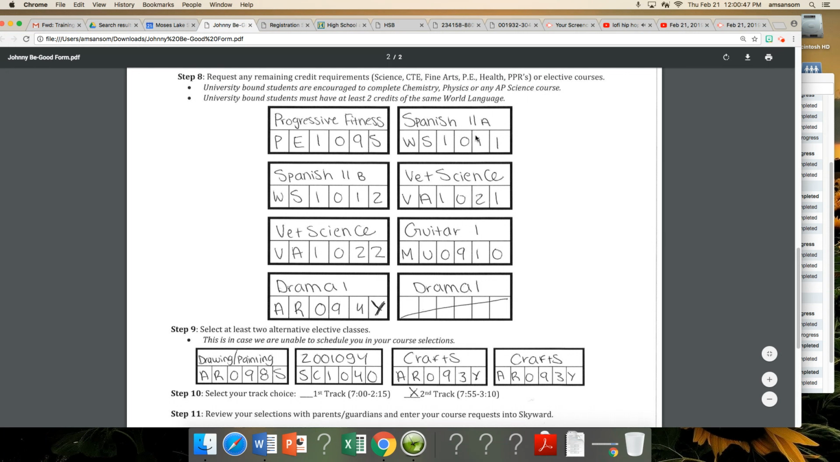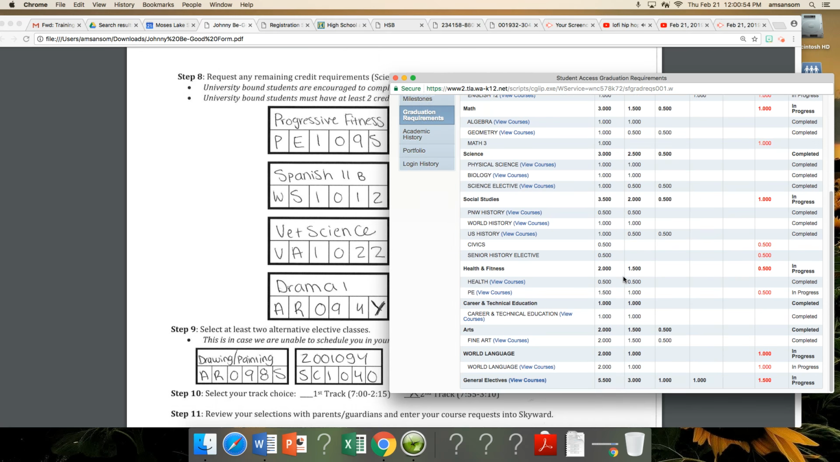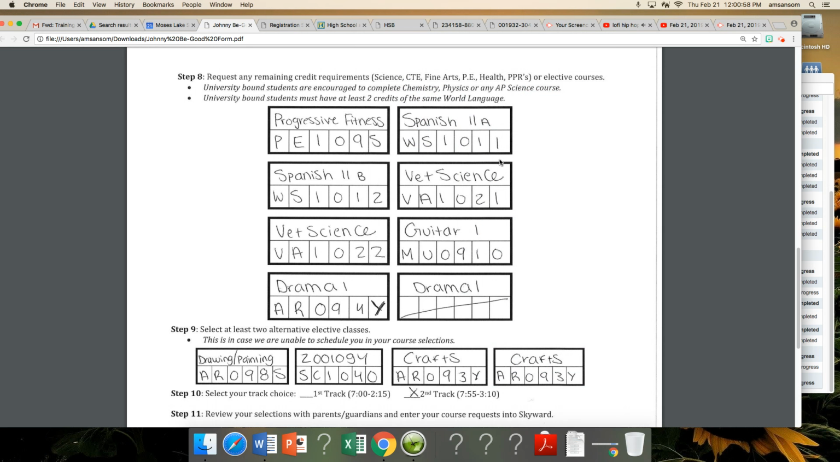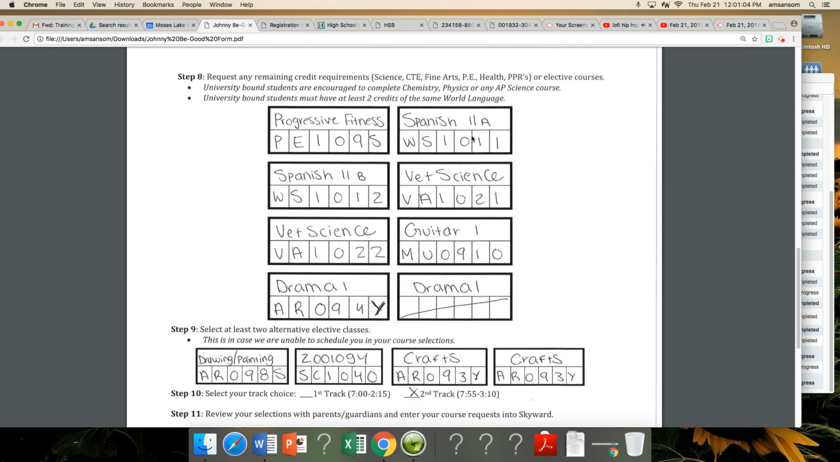an S. Next, Johnny took Spanish 1, and in order to go to a university, Johnny knows that he needs to take 2 years of a consecutive foreign language, world language. So he has one more credit of a world language left, so he's going to take his Spanish 2 A and B right here with the course code.